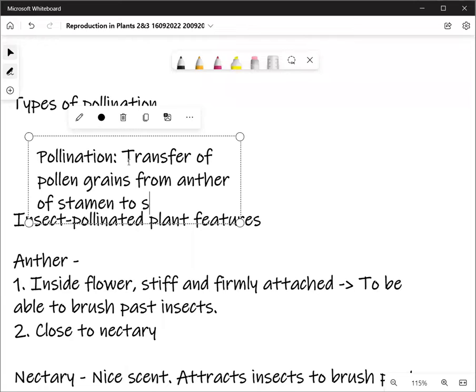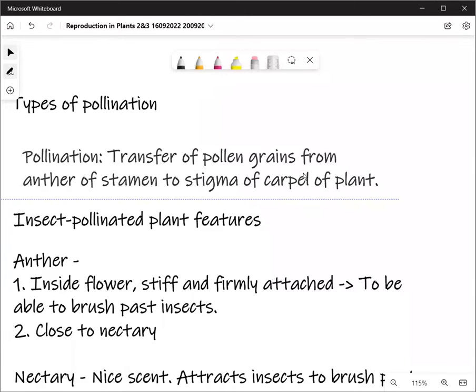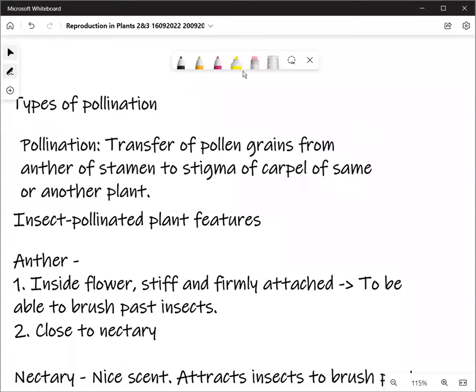stigma of carpel of the same or another plant. Write this and tell me when you're done.